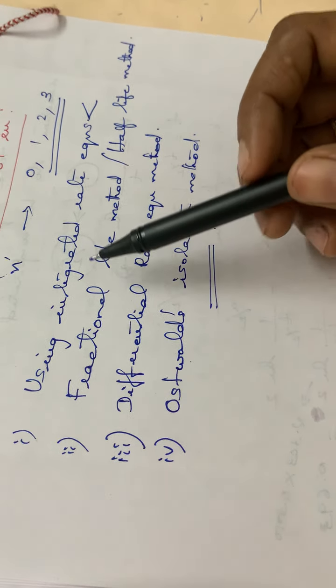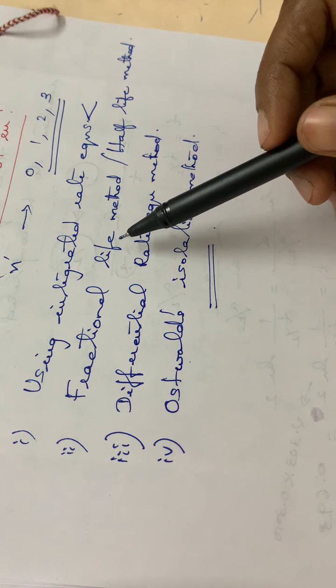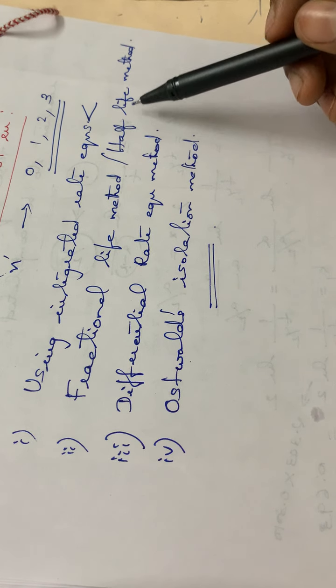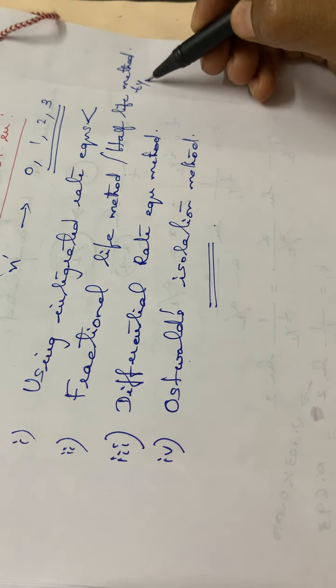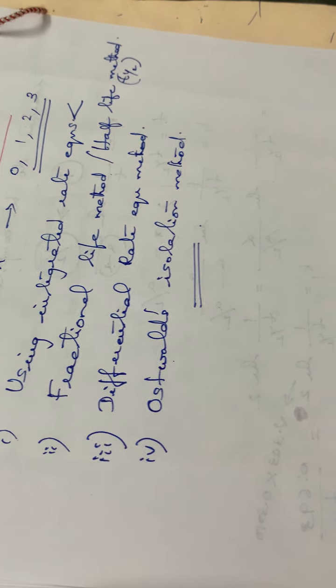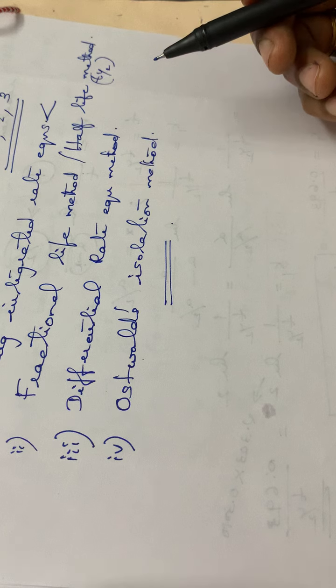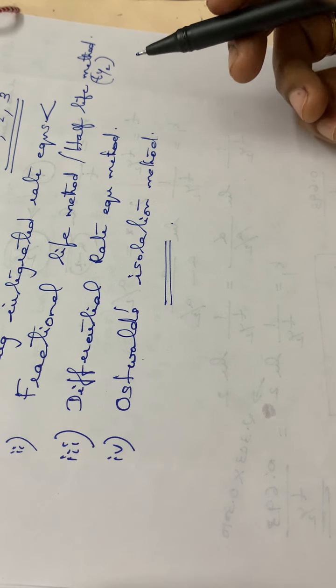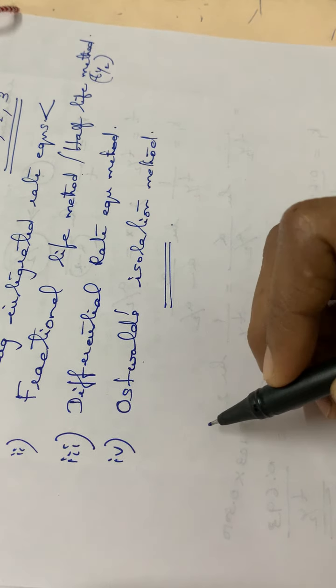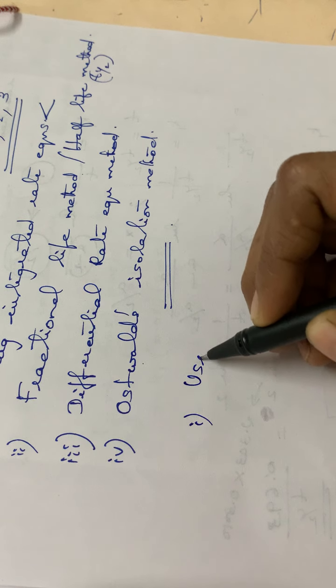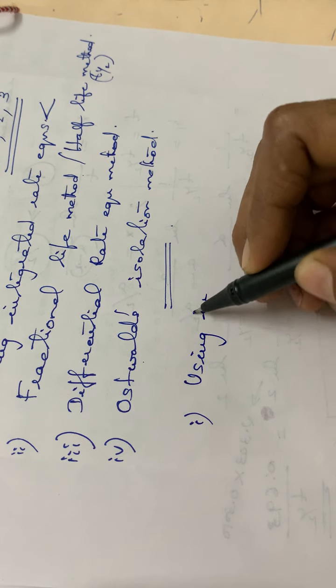The first one is using integrated rate equation. Second one, using fractional life method or half-life method, that is by calculating the t half. Then the third one is differential rate equation. Then the fourth one is Ostwald's isolation method. So we can go through this one by one. The first case is using integrated rate equation.